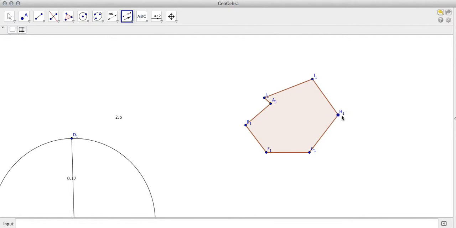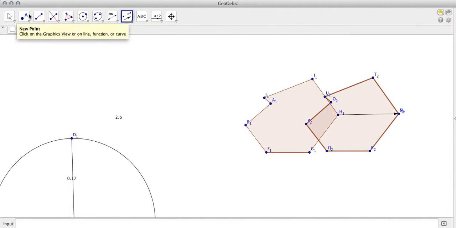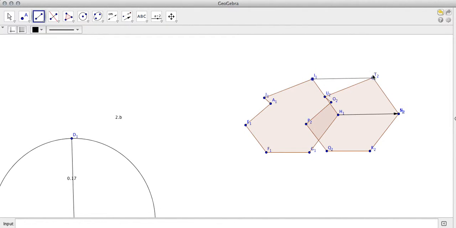When you translate a shape, all of the points and lines are moved the same distance away at the same angle, so you have a congruent image a certain distance away.